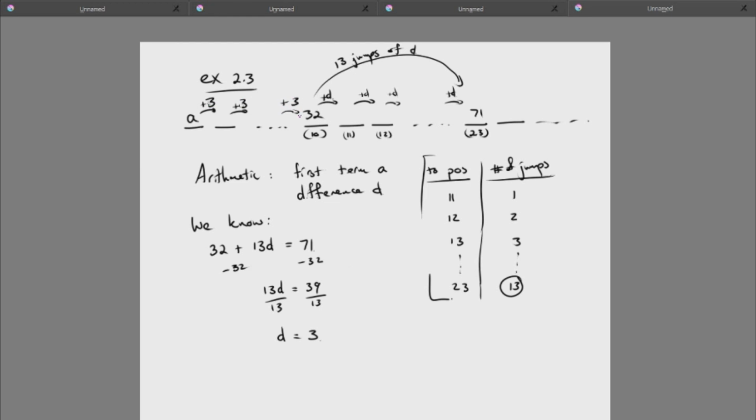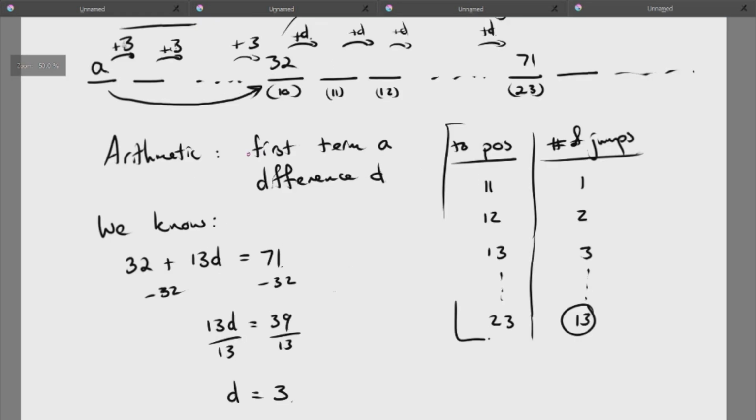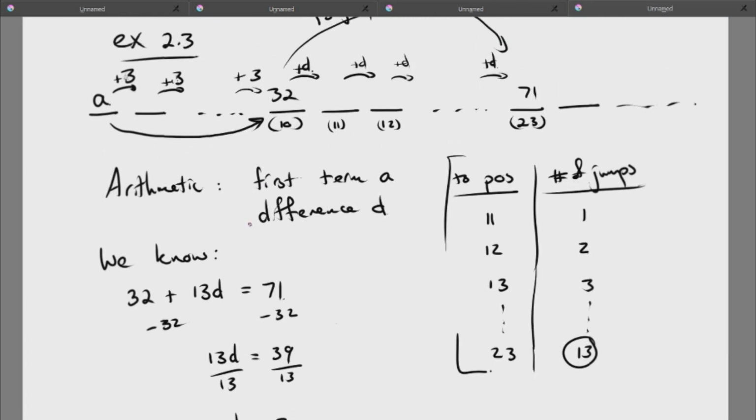Now we've used the 32 to 71 move. So we're kind of done with that. I need to find the first term. Well, I go from the first term to 32 with jumps of 3. How many jumps am I making here? How many jumps am I making from the first term to get to 32? 10 jumps. It's not 10.